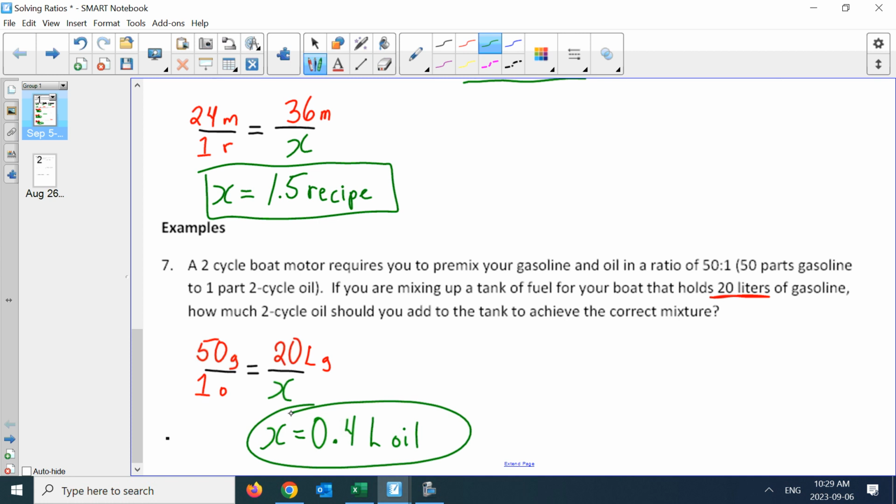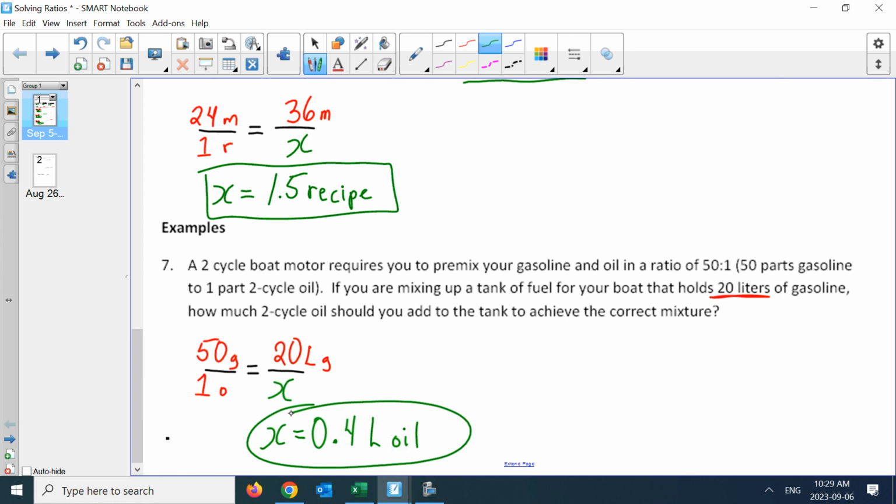For that 20-liter tank, you're going to add in 0.4 of a liter. If you know the measure system, whatever you have, some kind of measuring device, you measure out 0.4.